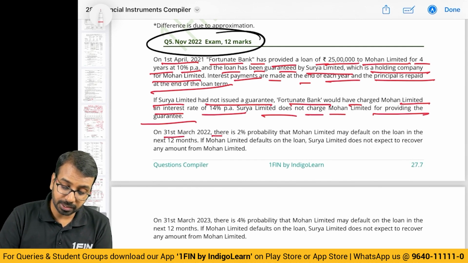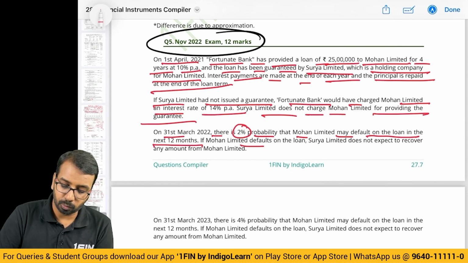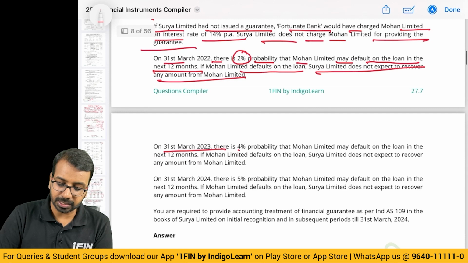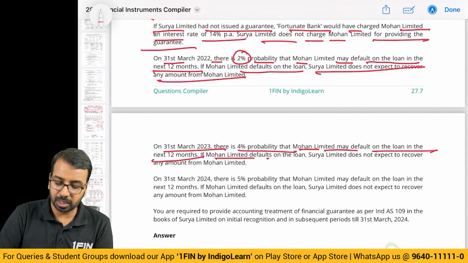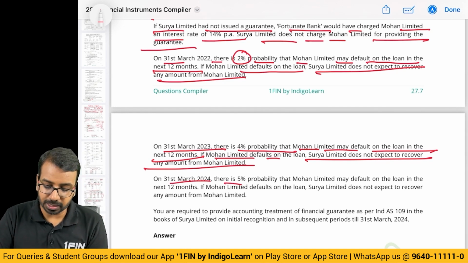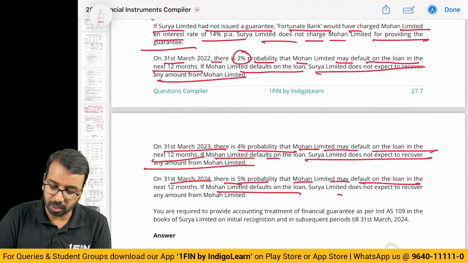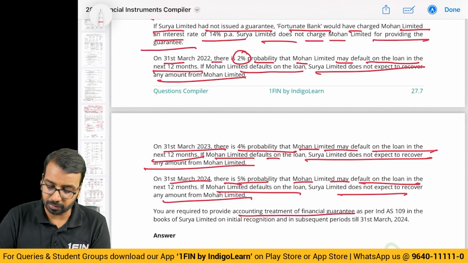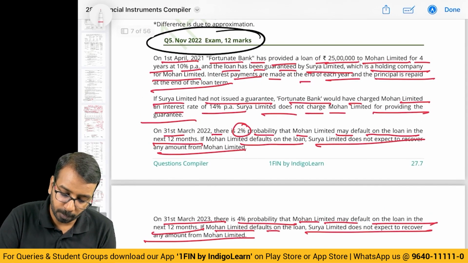On 31st March, there is a 2% probability that Mohan Limited may default on the loan in the next 12 months. If Mohan Limited defaults, Surya Limited does not expect to recover any amount. On 31st March, there is a 4% probability of default, and again no recovery is expected. On 31st March, there is a 5% probability of default, and if they default, no amount is expected to be recovered. You are required to provide the treatment in the books of Surya Limited on initial recognition and subsequent period.